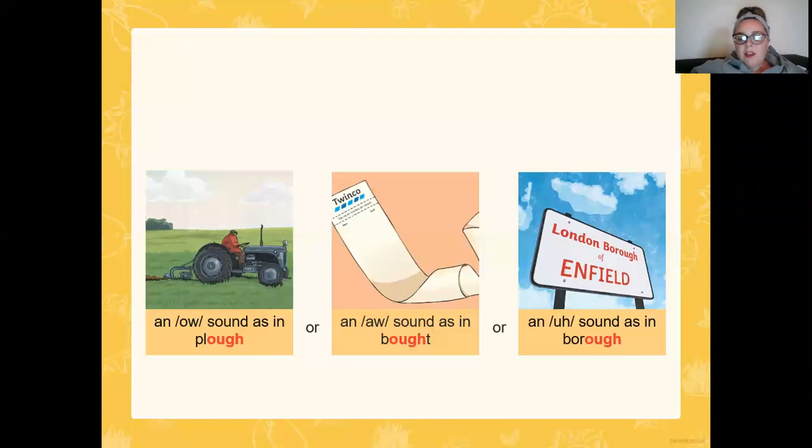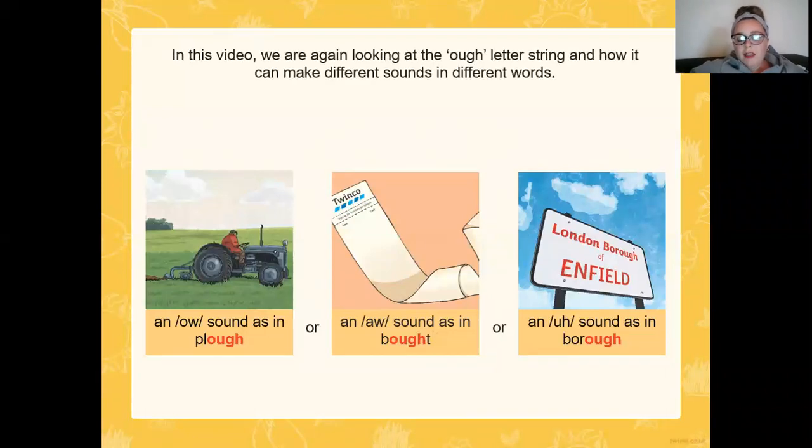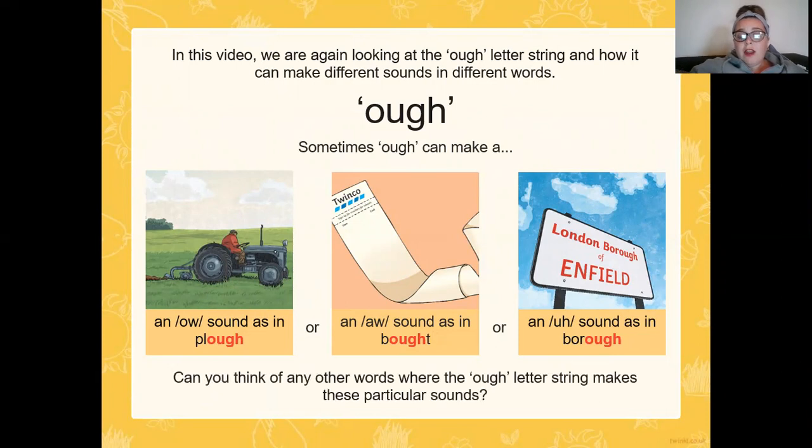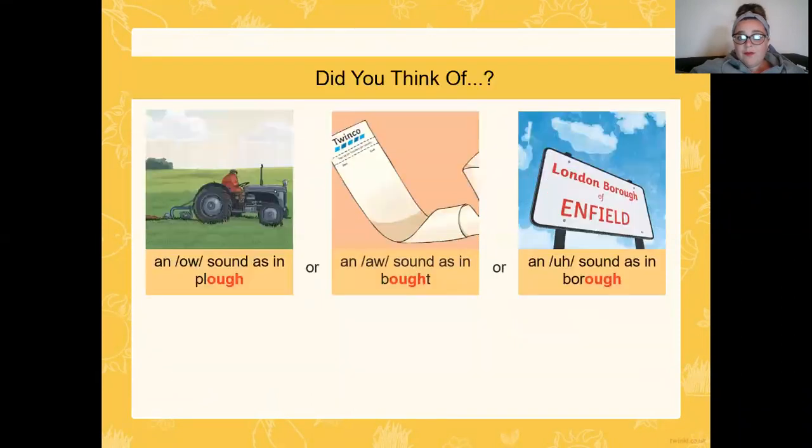In this video we are again looking at the letter string ough and how it can make different sounds in different words. So in this video we're looking at how it can make an O sound as in plough, an O sound as in bought, or an U sound as in bother. Can you think of any other words where the letter string ough makes these sounds? So let's have a look together.